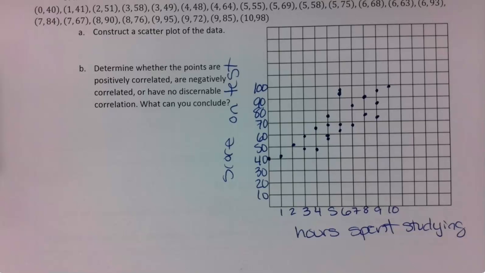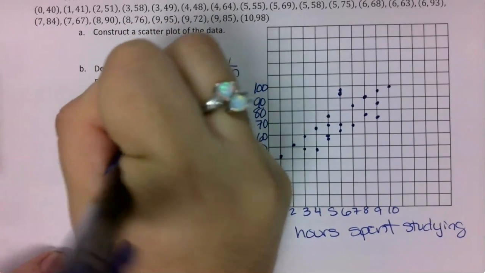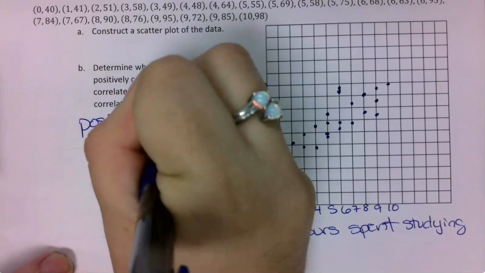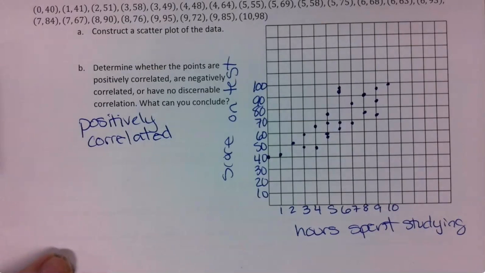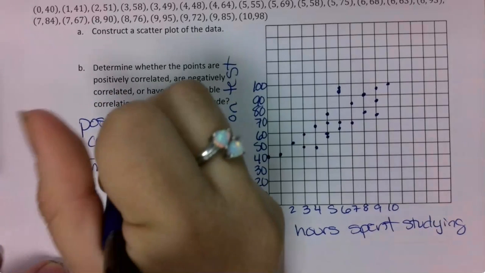Okay. So, are these points positively correlated, negatively correlated, or no correlation? So, even though you're making fun of these people, what can you conclude? So, the more you study, the better you do.